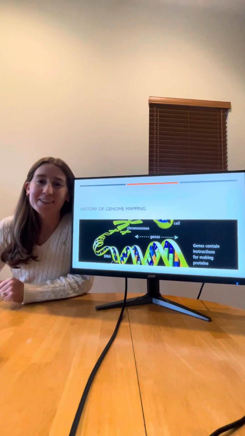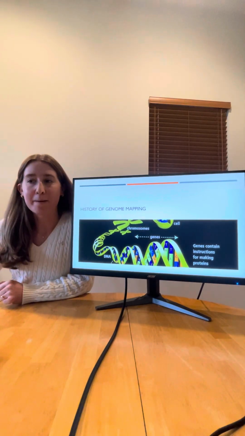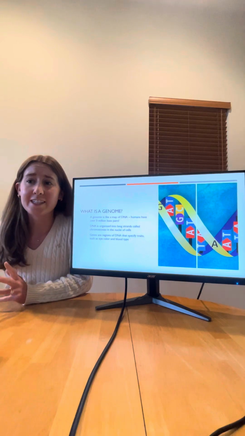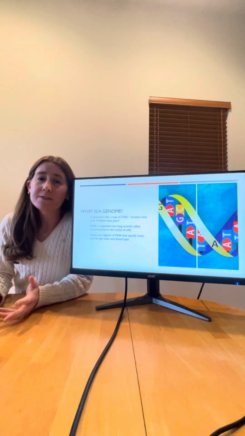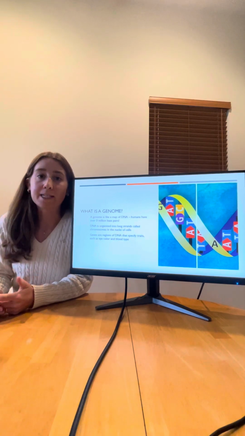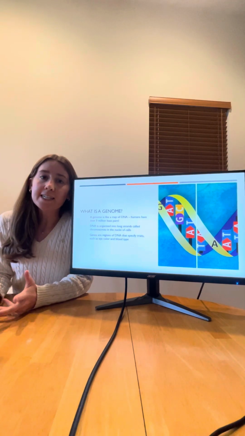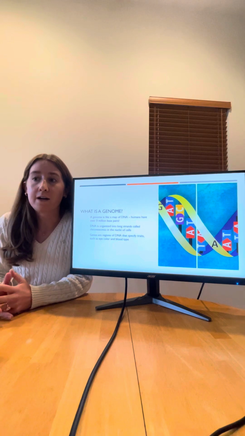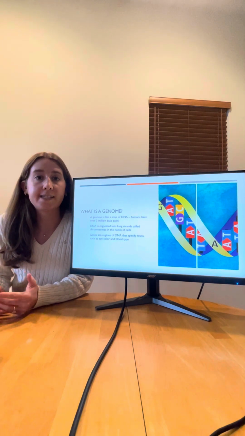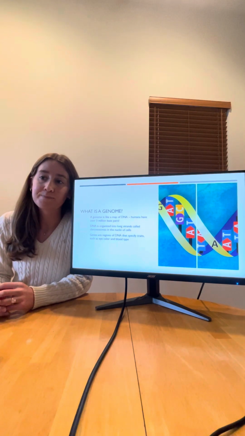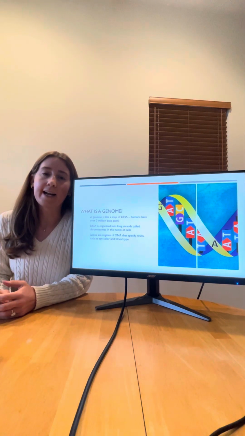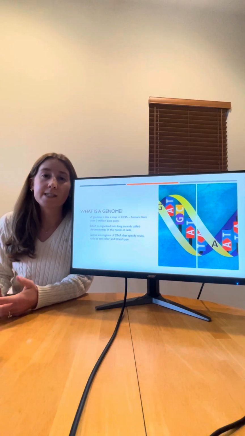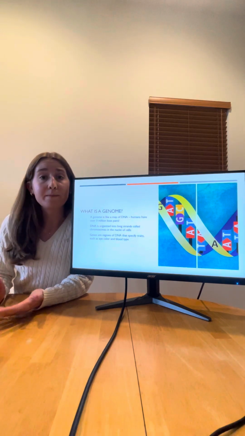Hello. Today we're going to take a look at the history of genome mapping. So, what is a genome? A genome is like a map of our DNA. Humans, for example, have over 3 billion base pairs. DNA is organized into long strands called chromosomes that exist in the nuclei of our cells. Genes are specific strands of DNA that specify traits. For example, in humans, this could be blood type or eye color.